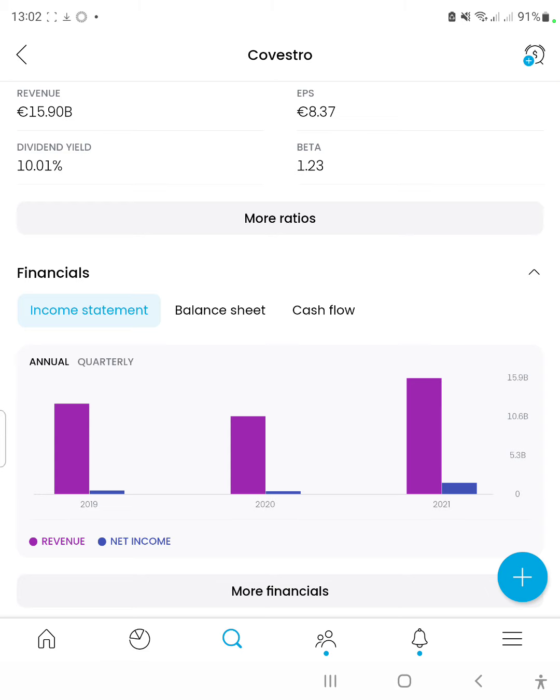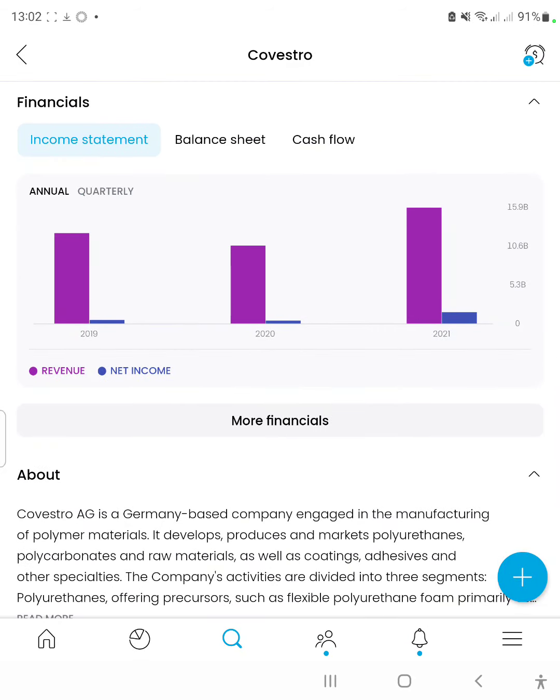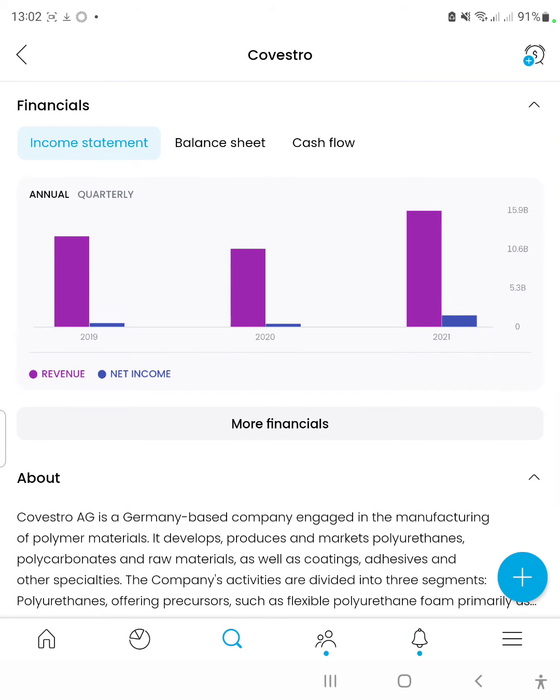So from 2019 to 2021, the revenue figure, of course, isn't consistent. It's quite inconsistent. But the profit margin of the last financial year, 2021, is actually quite good. You can tell it's about 13%, which is good. Anything above 10% is good.